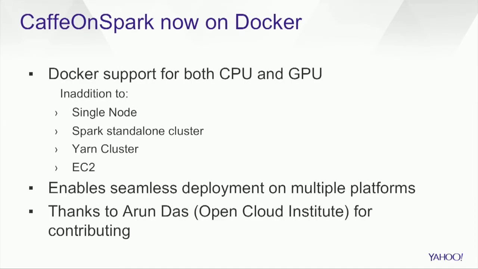CaffeOnSpark is now supported on Docker, so we support both CPUs and GPUs. In addition to that, we already supported YARN clusters, EC2 clusters, and standalone cluster mode for Spark. And this helps seamless deployment of CaffeOnSpark on multiple platforms. And thanks to Arun Das for contributing this. This is a major patch from the community, and this has really helped us promote CaffeOnSpark on multiple platforms.